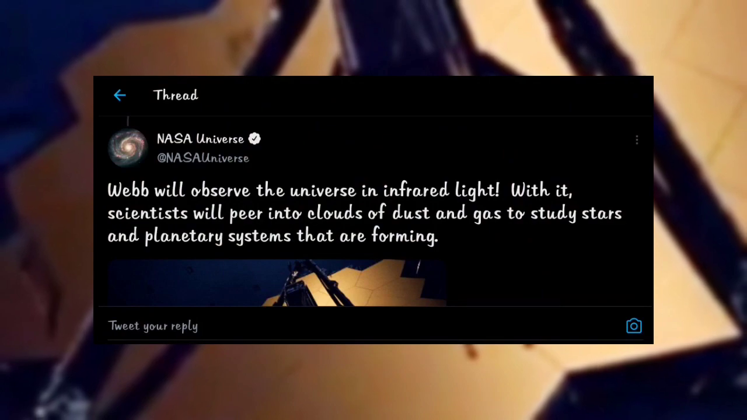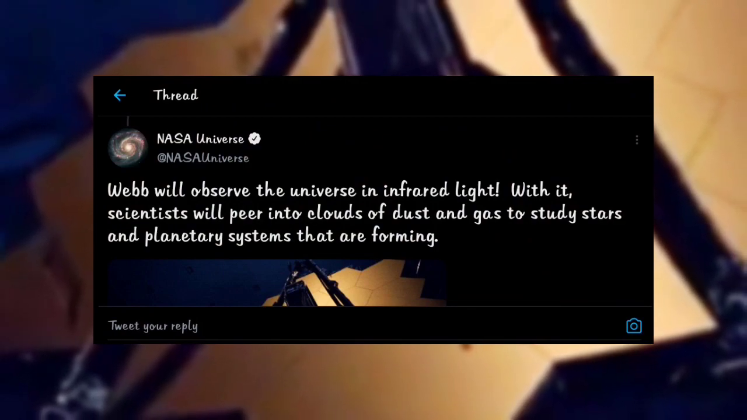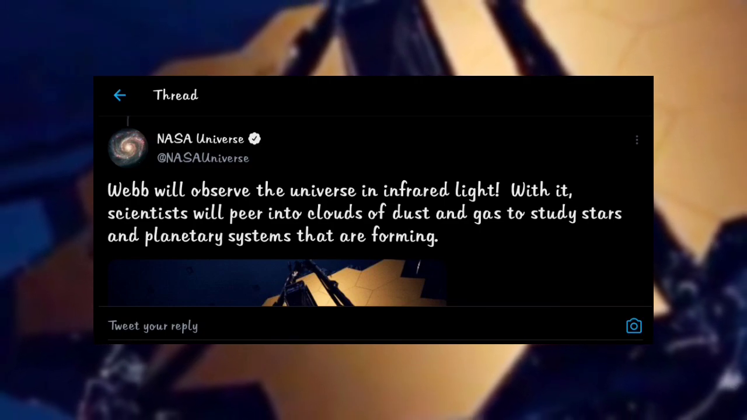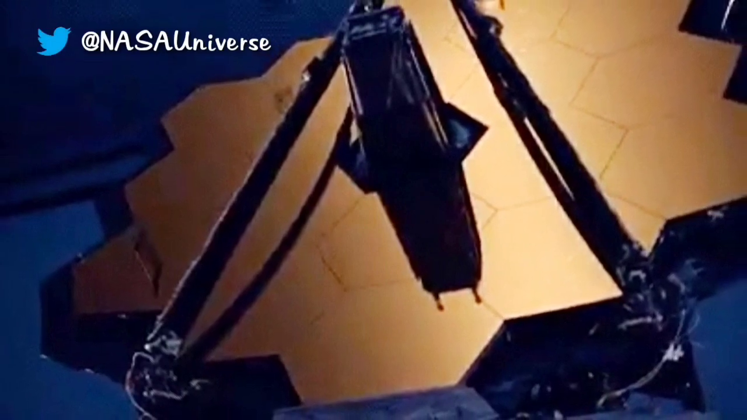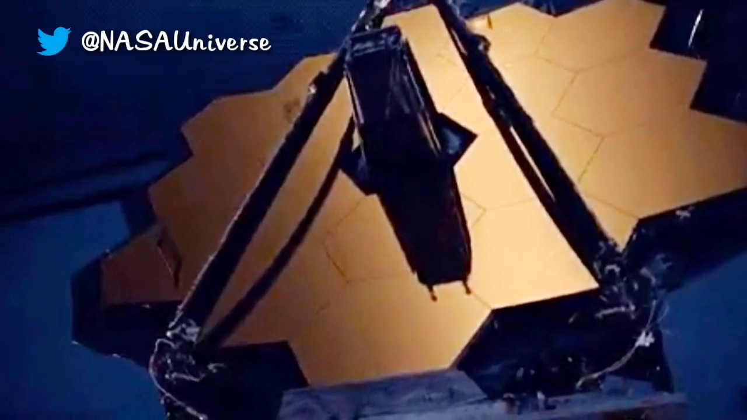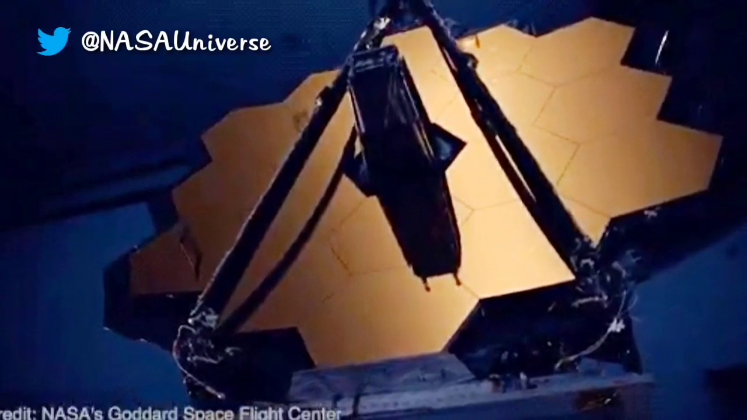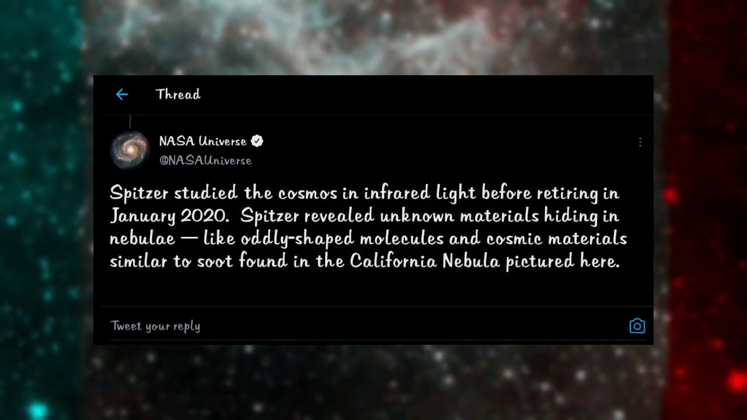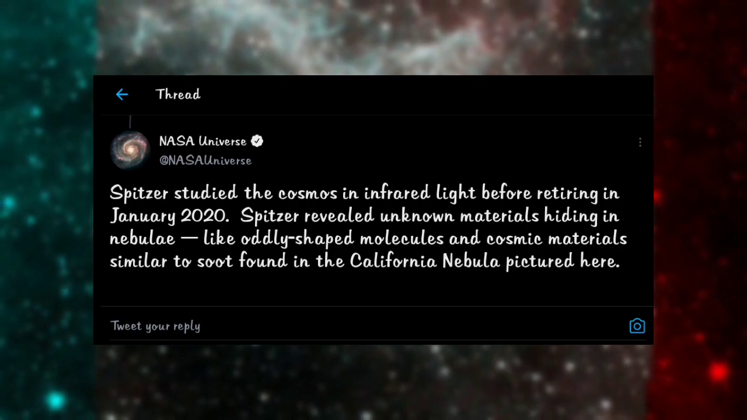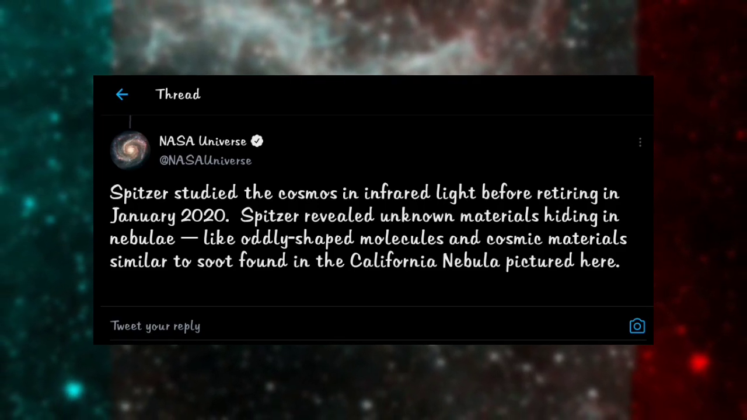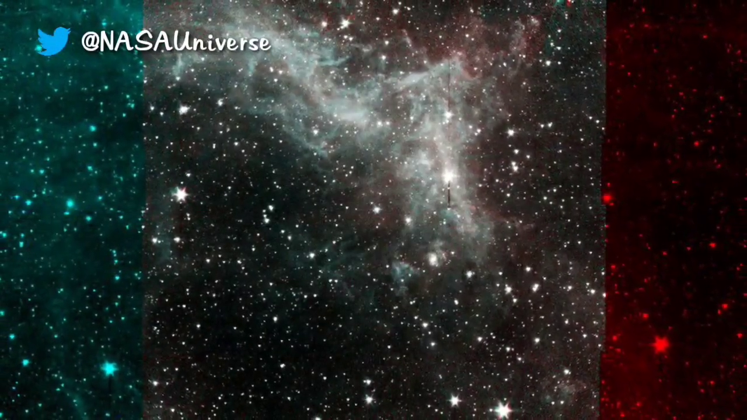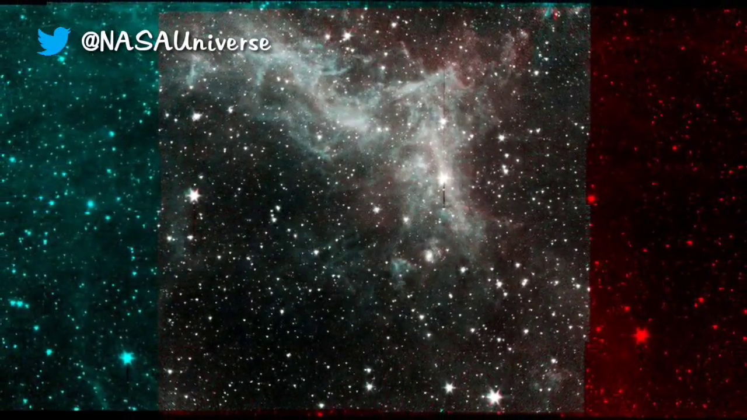Webb will observe the universe in infrared light. With it, scientists will peer into clouds of dust and gas to study stars and planetary systems that are forming. Spitzer studied the cosmos in infrared light before retiring in January 2020. Spitzer revealed unknown materials hiding in nebulae, like oddly shaped molecules and cosmic materials similar to soot found in the California Nebula, pictured here.